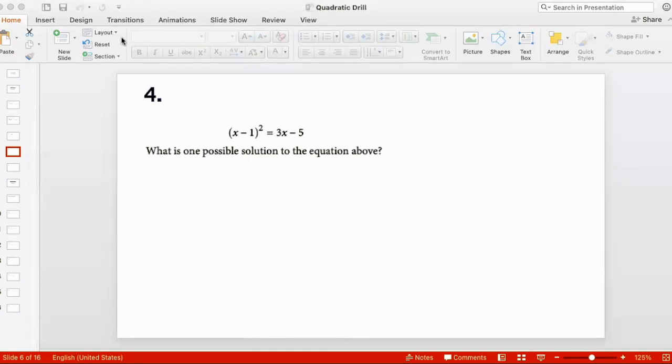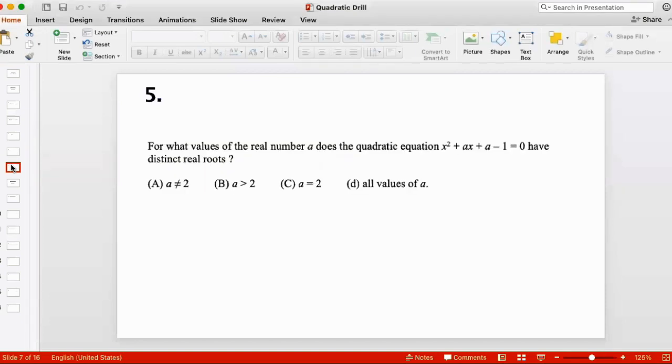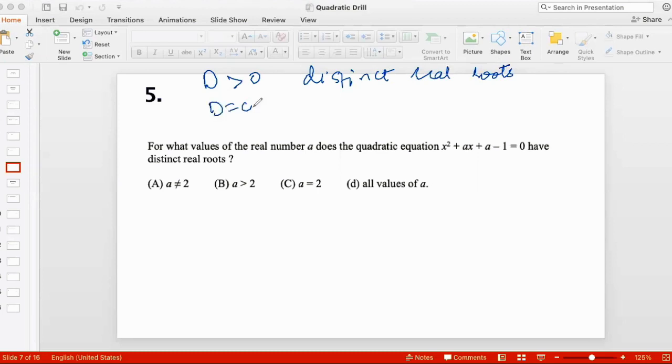Okay, let's go to question 5. For what values of the real number a does the quadratic equation given have distinct real roots? Now, we know that when the discriminant is positive, we get distinct real roots for a quadratic equation. When the discriminant is 0, we have identical real roots. And when the discriminant is negative, we have complex roots for the equation.